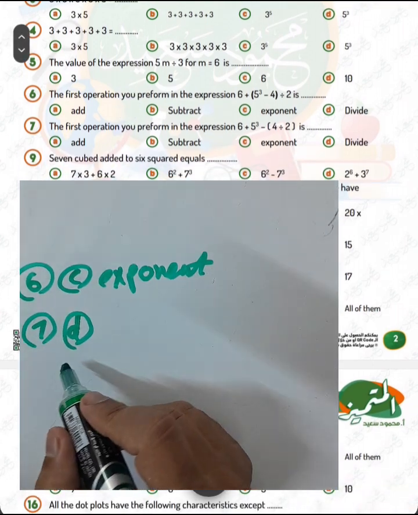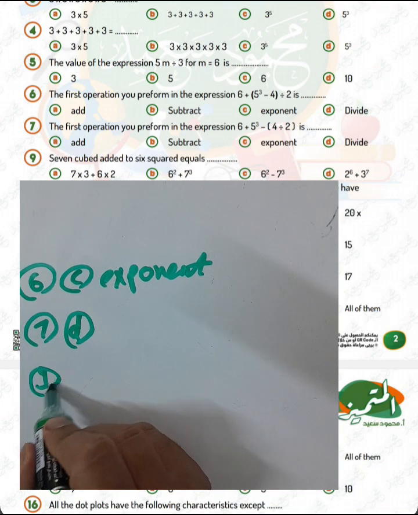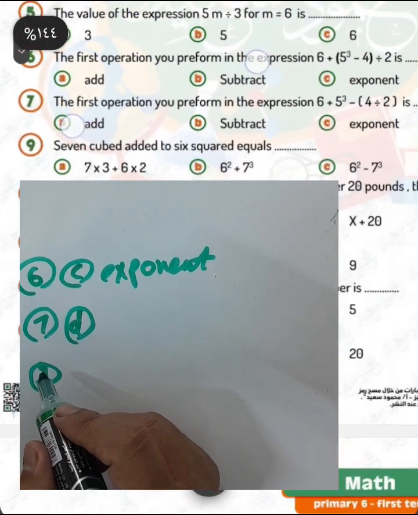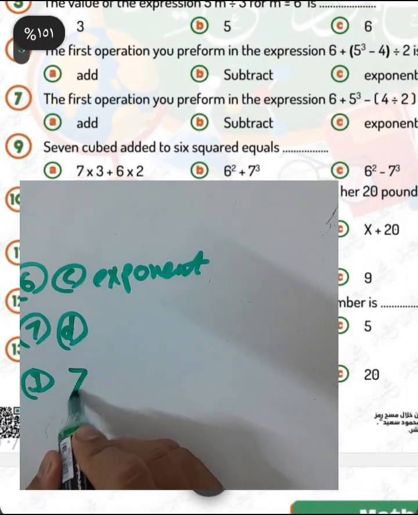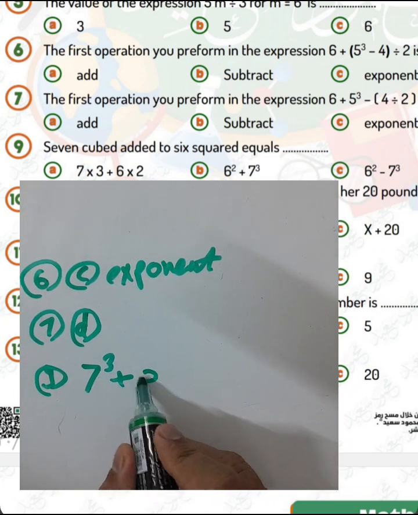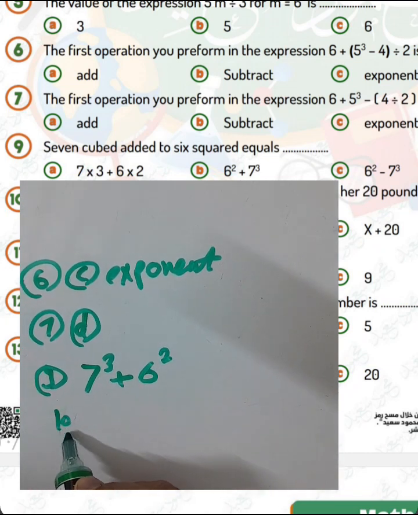Question number 9 here. 7 cubed added to 6 squared, what will it be? 7 cubed means 7 power 3. Add means plus. 6 squared is 6 power 2. Question number 10.